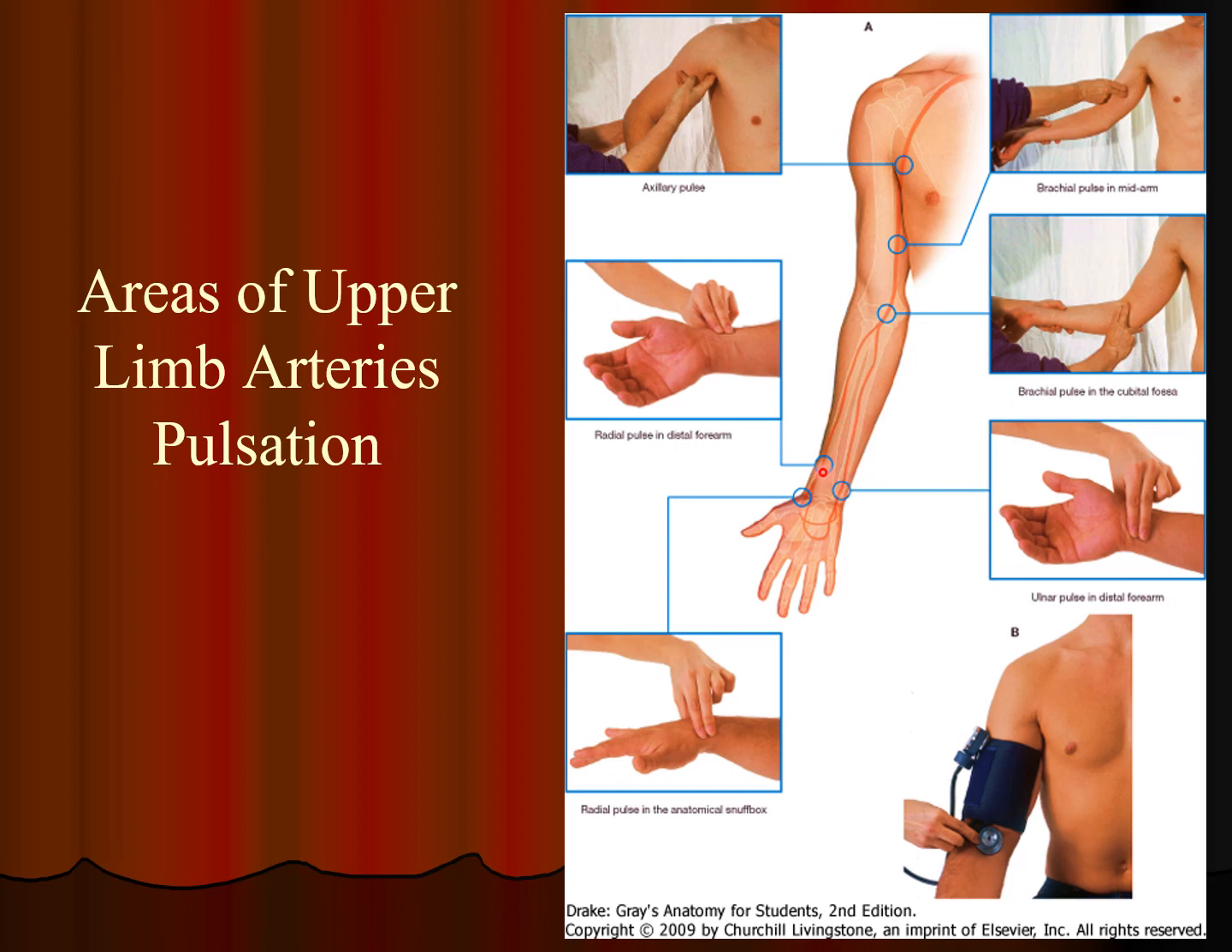So mainly for the pulse we use the radial artery, and for blood pressure we use the brachial artery. So this is all about the overview of upper limb arteries and their supply.